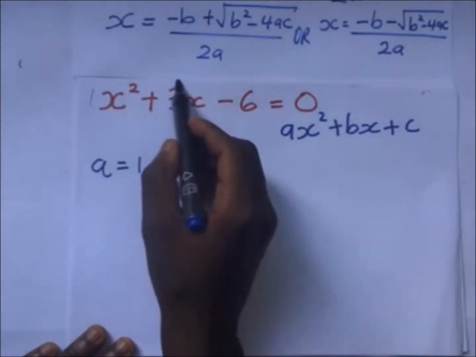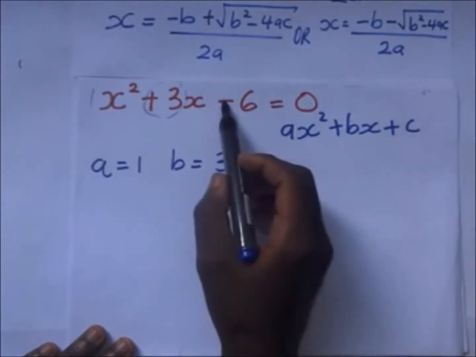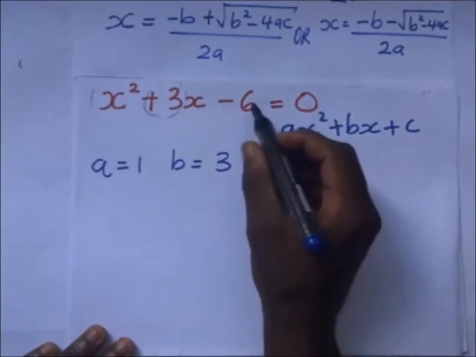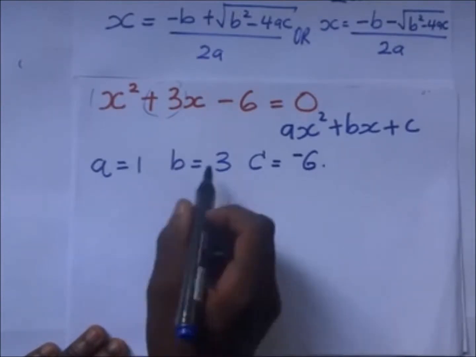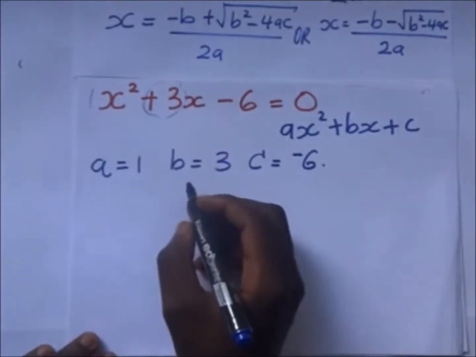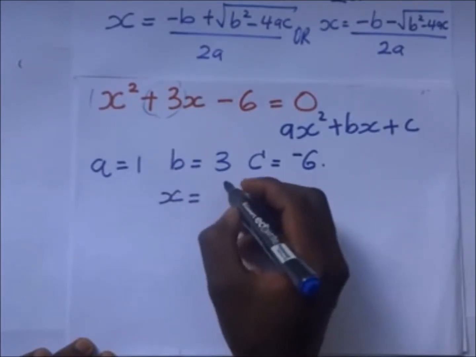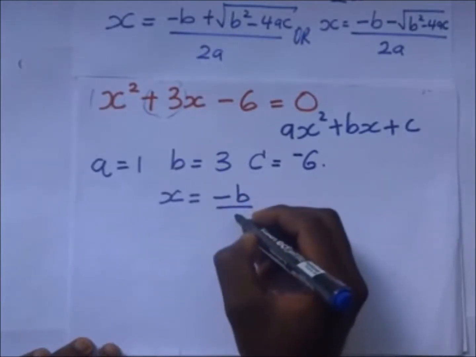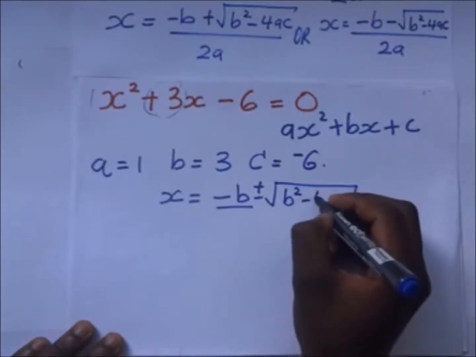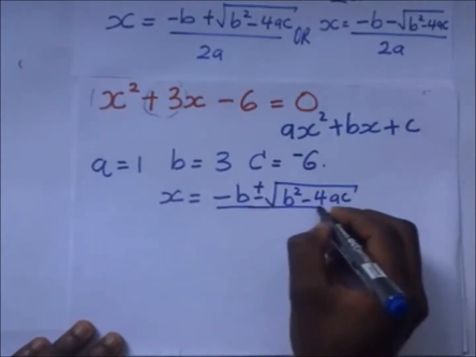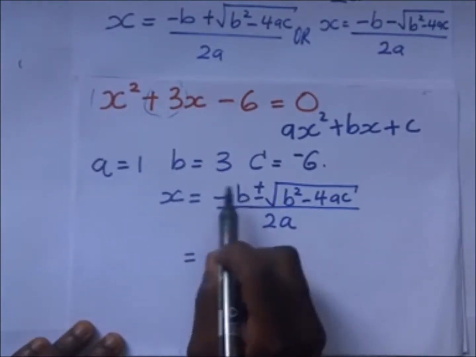Our value of b is positive 3. And our value of c is negative 6. So from our formula, it means to solve for these quadratic equations by using that formula, it's going to become our value of x. We substitute in this formula, which is negative b over 2a plus or minus the square root, so it becomes negative b. Our value of b is 3.